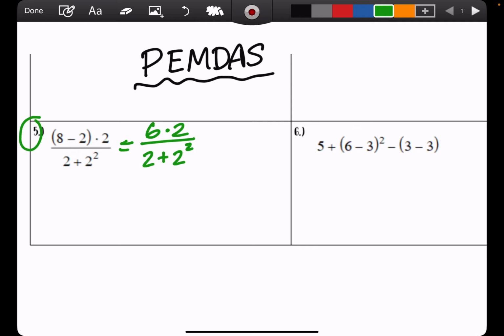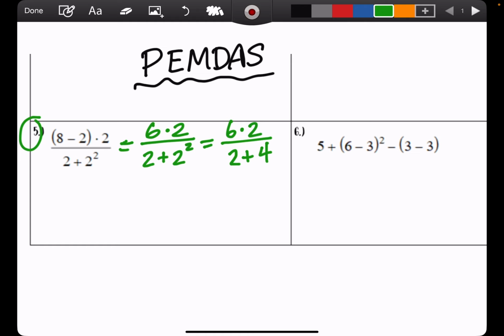Now I don't have any more parentheses, so I'm going to my E in PEMDAS, which is exponents. There is an exponent right here, 2 squared. So that's what I need to change next. I'm not changing my numerator. I still have 6 times 2 up there. But instead of 2 plus 2 squared, I have 2 plus 4, because 2 squared is 4. So I've done exponents. There are no more exponents that I see.